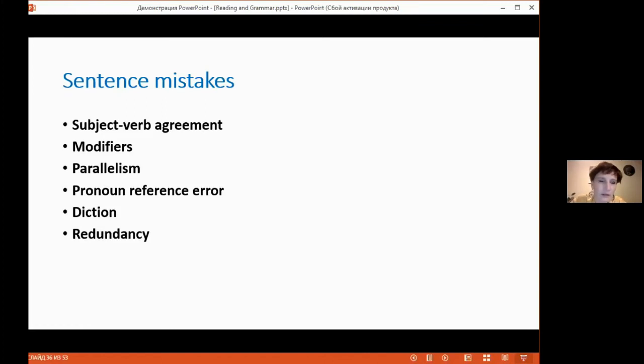These are all the things that make our sentences not so good and can be at times or maybe not a good use of English. So let's look at all of these in more detail.